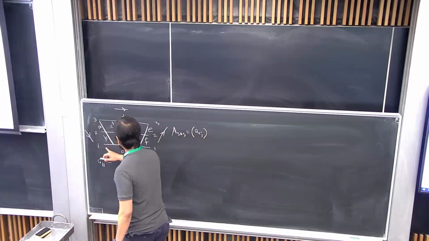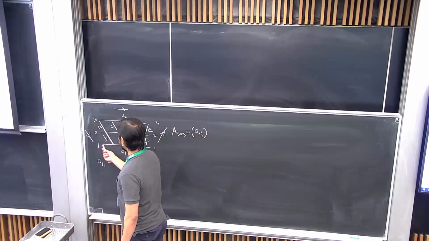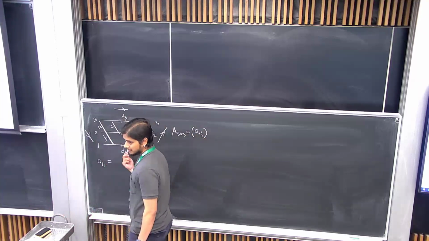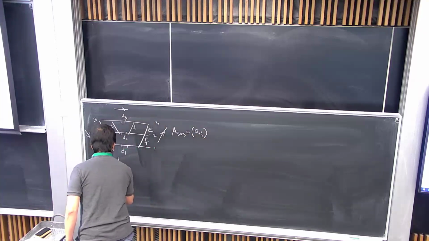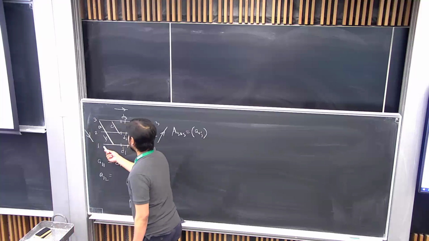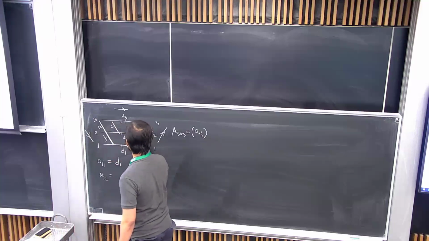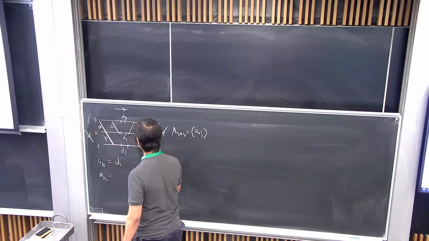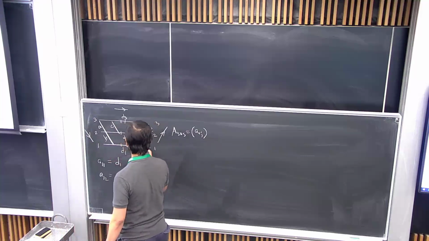So yeah, we need to identify all the paths from 1 to 1. There is only one path here, and the weight of that path is just D1. Similarly, we compute A12. There is only one path to go from 1 to 2, which is via this way. So the weight of that path is D1 times F.